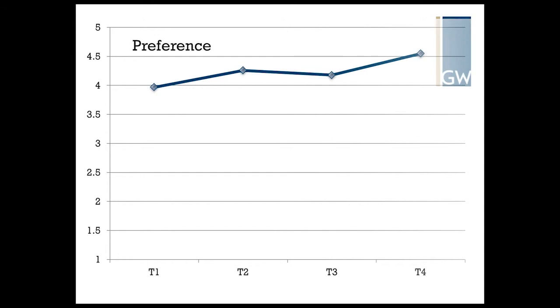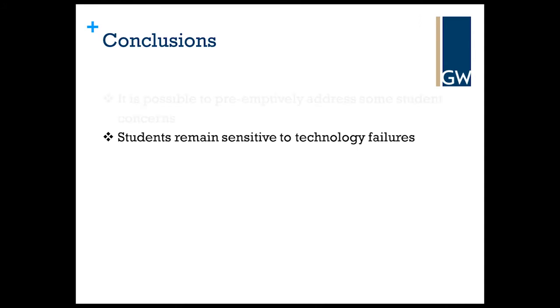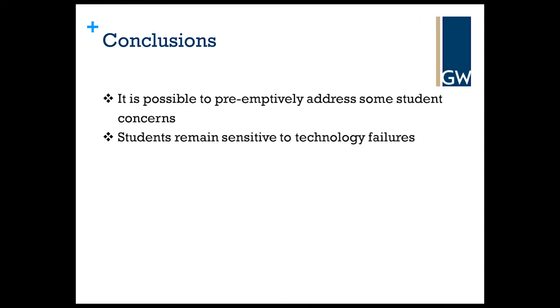So what did we conclude from this? Students remain sensitive to technology failures, even when you've been successful. It takes very little to kind of spook the students into believing the technology is going to fail them. We also learned that it is possible to preemptively address some of the student concerns. Again, by changing our initial mock quiz, we were able to better orient the students to the software prior to their first high-stakes assessment.